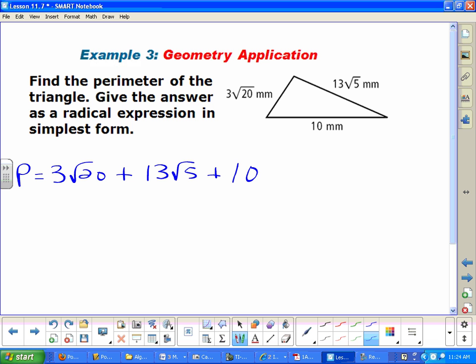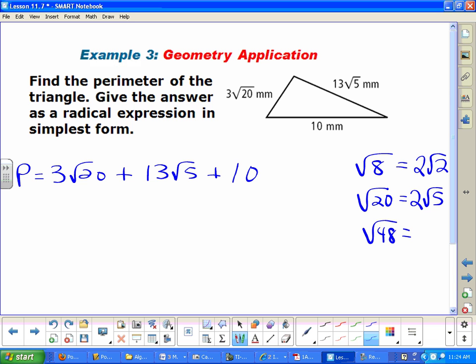Can we simplify any of those radicals first? There's a couple that you should get very familiar with right away. 8 is one, 20 is another, and you'll probably see 48 a lot. These three you'll end up seeing a lot. 8, 2 square roots of 2. 20, 2 square roots of 5. 48, 4 square roots of 3. Those are pretty popular ones that you see.